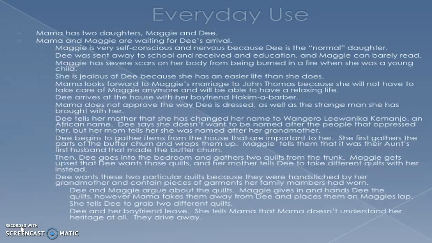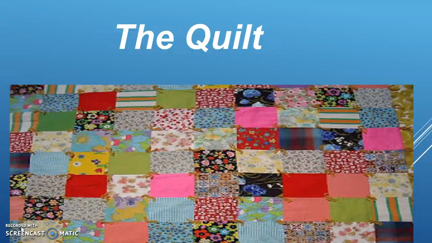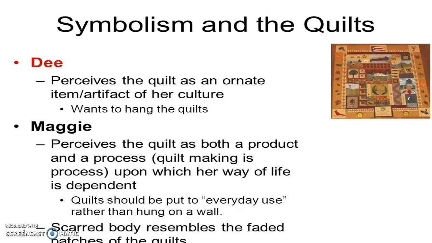At first, her mom offered them to her. She said no. Then she came back after being in school and realized how important the heritage really was and decided to take them from Maggie, and Mama took a stand on Maggie's behalf. Dee perceives the quilt as an ornate artifact of her culture. Maggie perceives the quilt as both a product and a process.